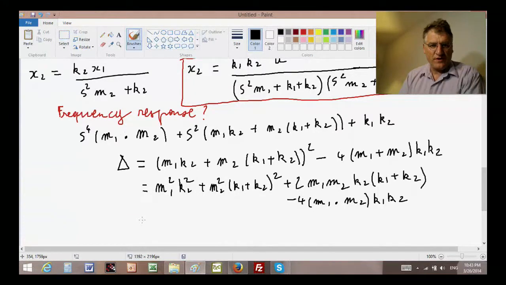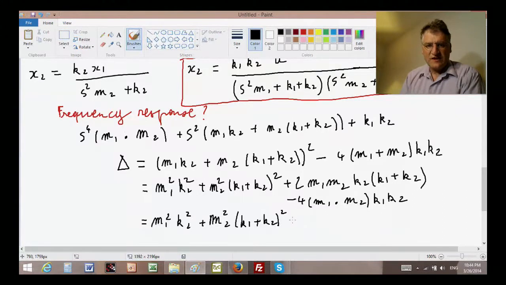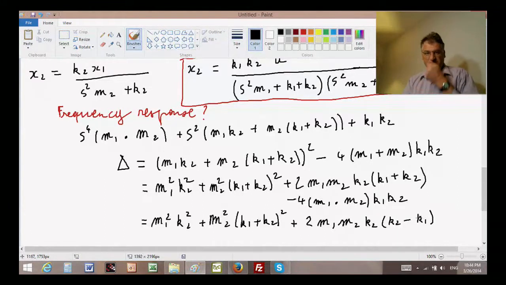So I could do the following, right? This is equal to m1 squared k2 squared plus m2 squared times k1 plus k2 squared, and then plus 2 m1 m2 times k2 times k2 minus k1. Very good.